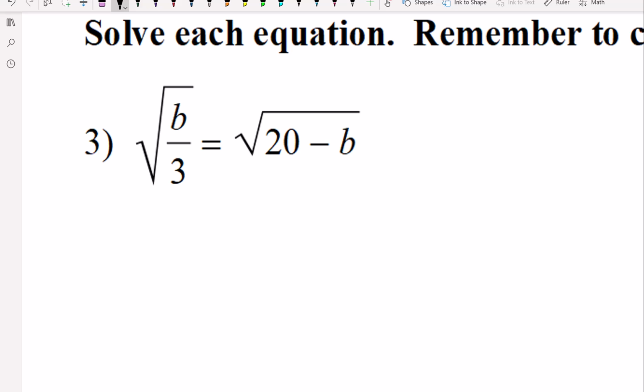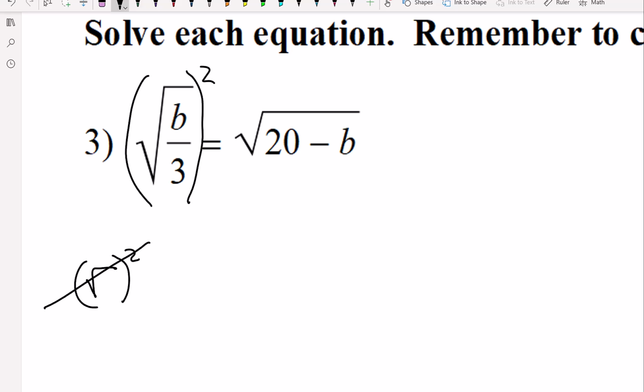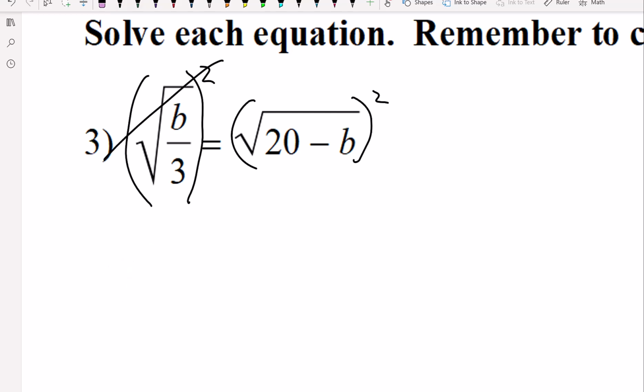When both sides of the equation of the equal sign are radicals, it's a pretty easy start. To undo a square root, you raise it to the second power. They cancel each other out. So if you do that to one side, you do it to both sides. That's the equality property. So now we have b divided by 3 is equal to 20 minus b.